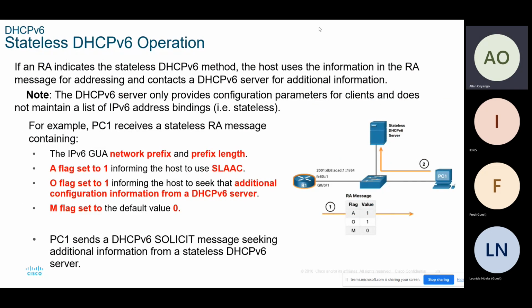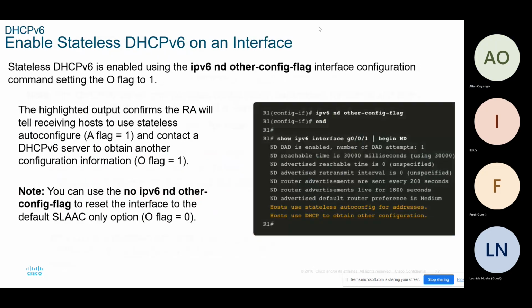Now, in terms of the stateless operation, like I said, in a stateless DHCP version 6 server, both the A flag for auto configuration for SLAAC, and the O flag for other config information must be set to 1, and then the M flag, of course, is set to 0. That is for stateless DHCP operation. To enable stateless DHCP on an interface, it's important that we note this.